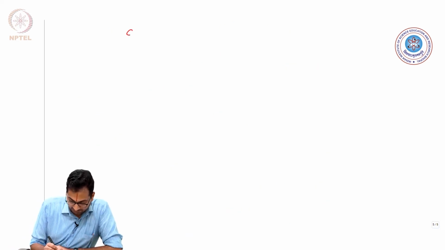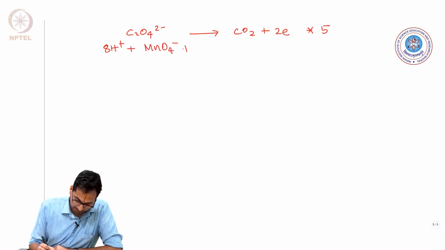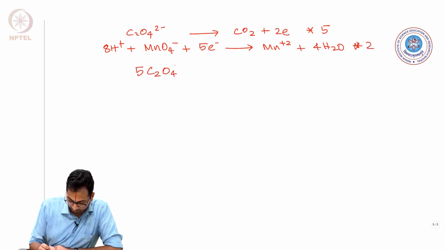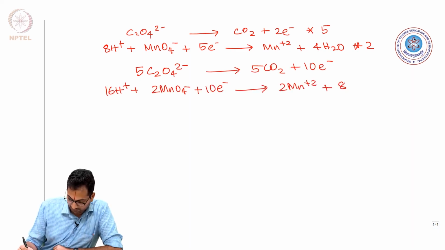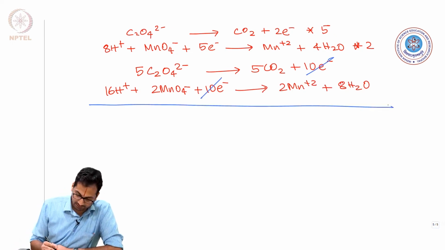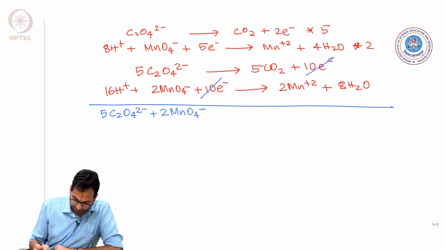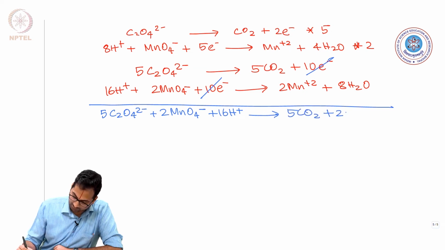So let us rewrite the reaction. C2O4 ... this results in mutual cancellation of electrons on both the sides, which gives us an overall balanced reaction of 5C2O4 2 minus plus 2MnO4 minus plus 16H plus, giving 5CO2 plus 2Mn 2 plus plus 8H2O.